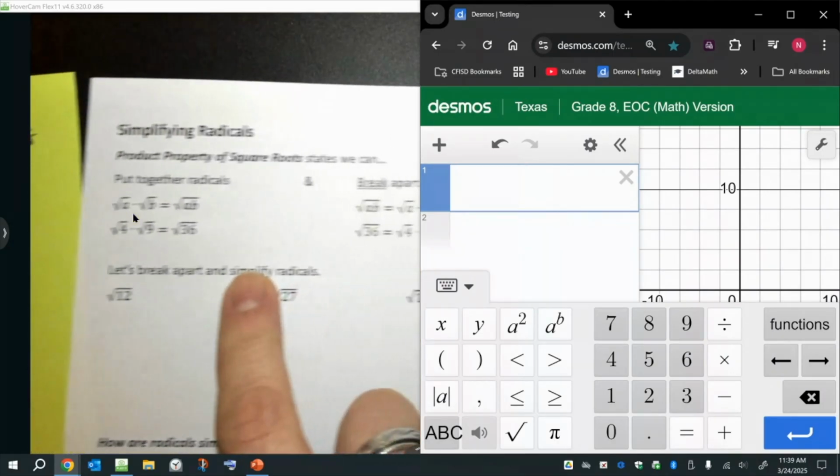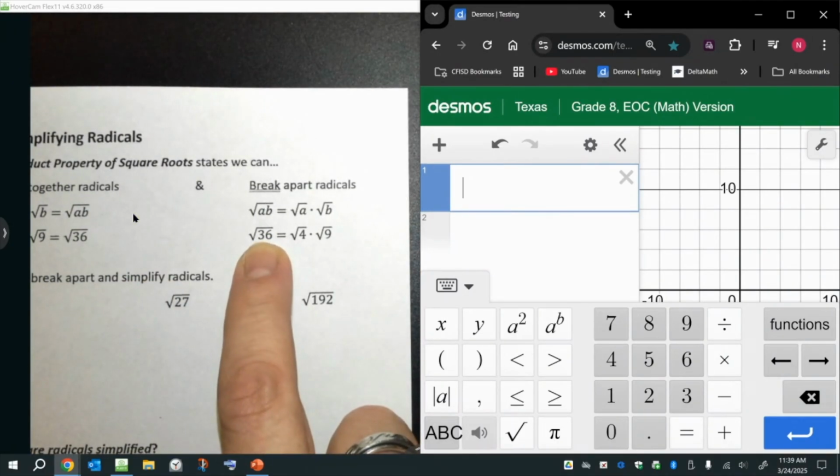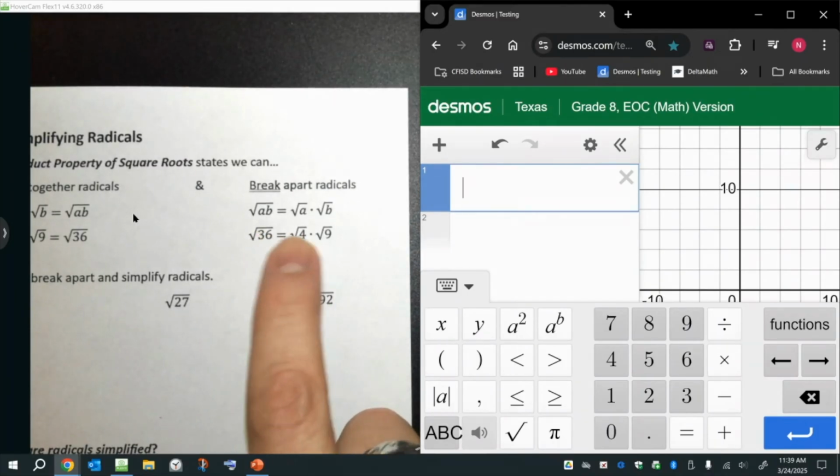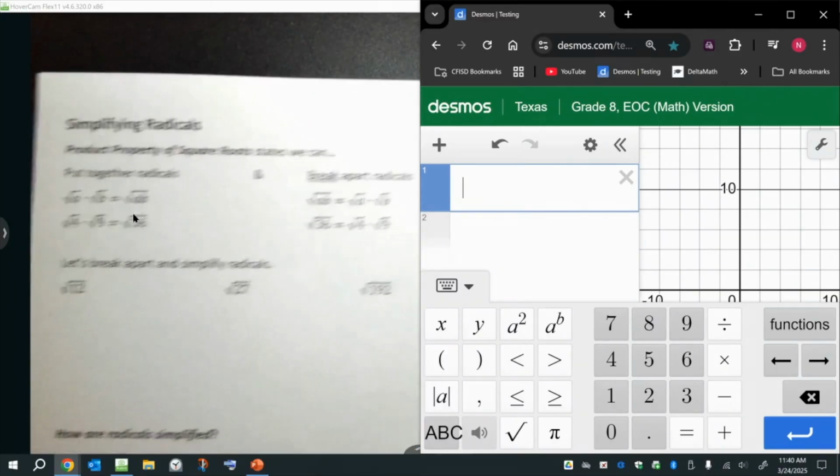What we're going to focus on mainly is breaking them apart. In other words, if I have something like 36, I want to break it down to factors like 4 times 9 because that gives me 36, and then we'll break it down to something even smaller. So let's take a look.